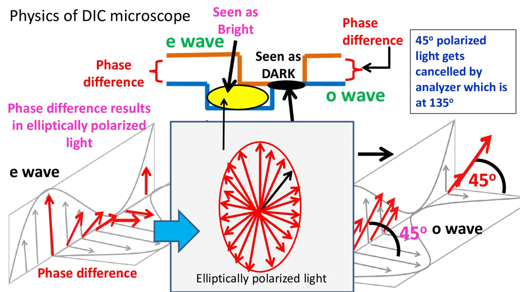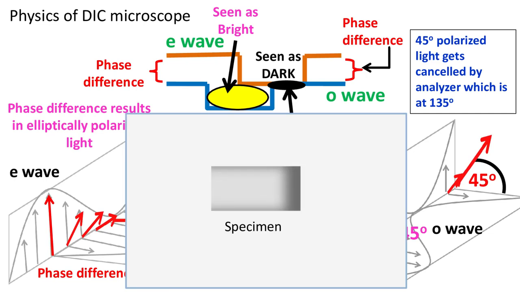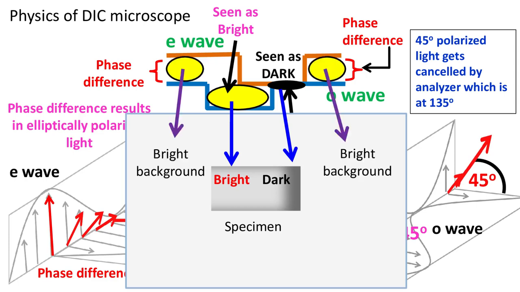So here we go. One end of the specimen is seen bright and the other end is seen as dark. It appears that the image of the specimen is three-dimensional, but in reality that's not the case, as lots of physics is involved. Besides the specimen, the wavefronts coming from the background also show the phase difference. Hence, the background observed will also be bright.